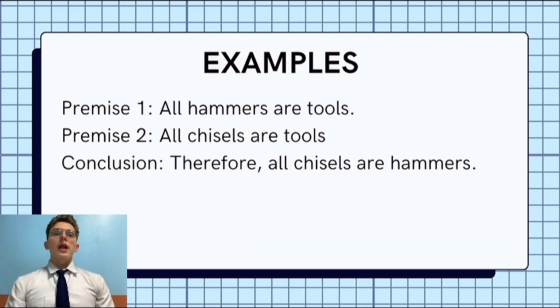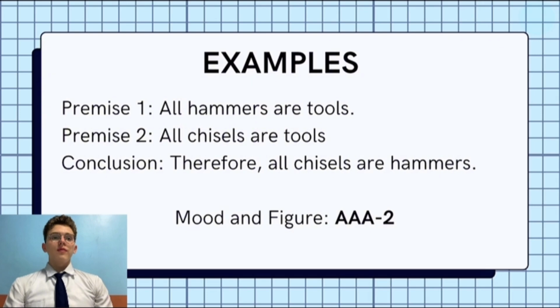Example 3. All hammers are tools. All chisels are tools. Therefore, all chisels are hammers. In determining the mood, all premises state that all S are P, which is denoted by A. Therefore, it is AAA. For the figure, in both premises, the middle term appears on the right. Therefore, it belongs to figure 2. Now that we have determined its mood and figure, let's determine if it is valid or not. Since its form is not found in the table, we can conclude that this categorical syllogism is invalid.